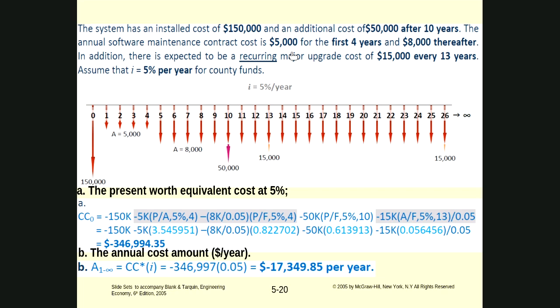The 5,000, it is annual, but is not for infinity. It is only for the first 4 years. Okay? It is not for infinity. It is for the first 4 years. So the 5,000 to convert it to present for 4 years, what is the formulation? PA for 4 years, multiplied with the 5,000, and the I is 5%.